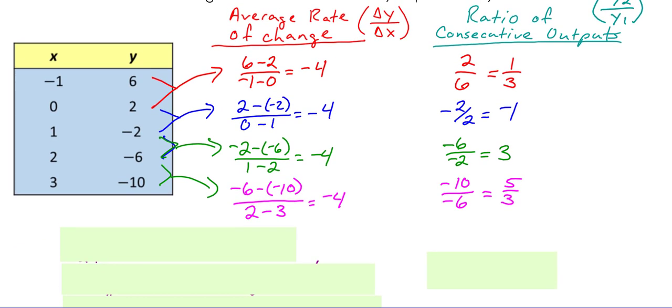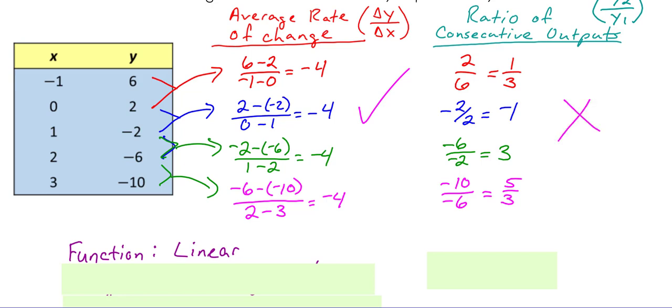Well, if all of the average rates of change are the same values, that tells us that it's constantly going up at the same rate. So therefore we have a linear function. In this case, we do not have constant consecutive ratios, which would be representative of an exponential function.